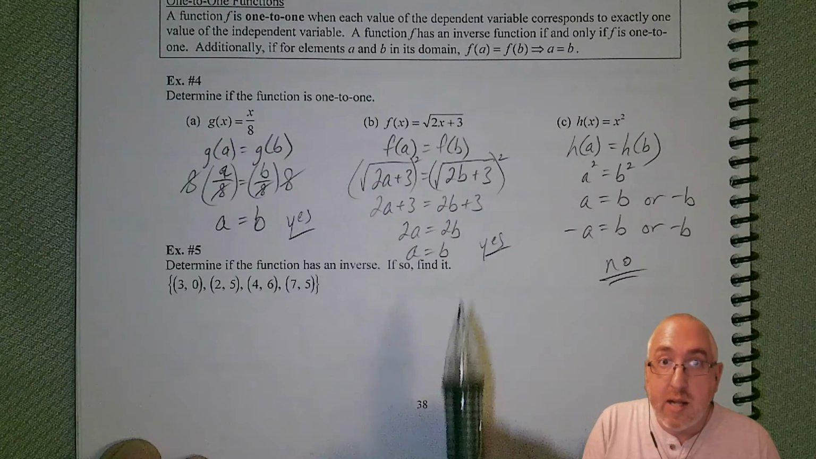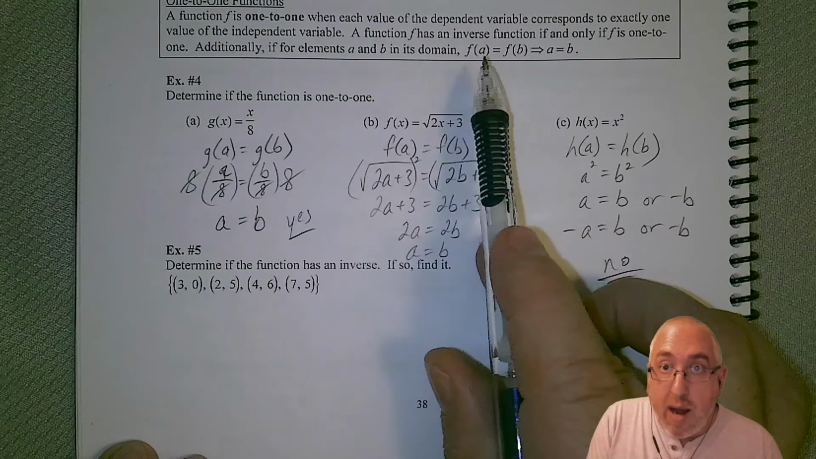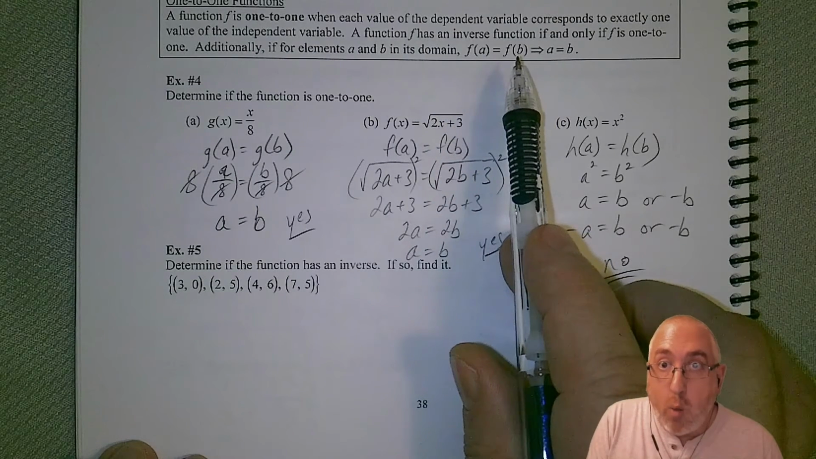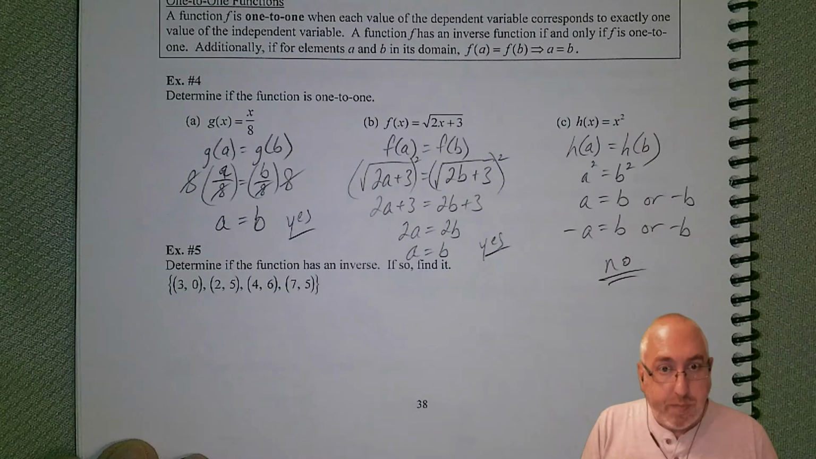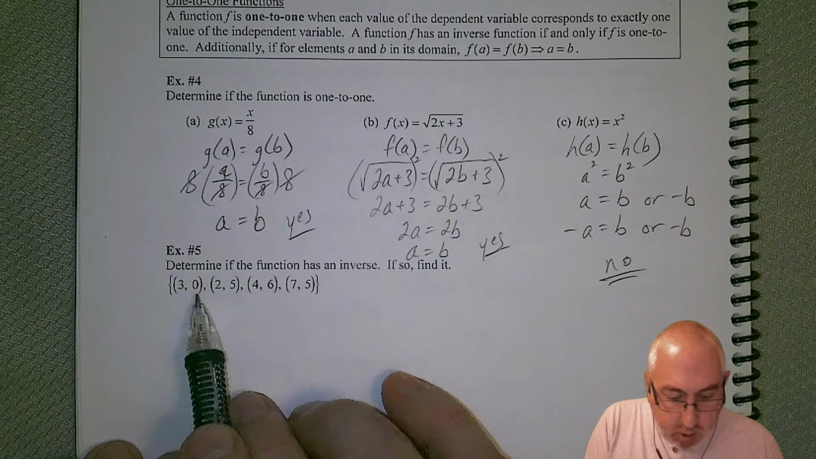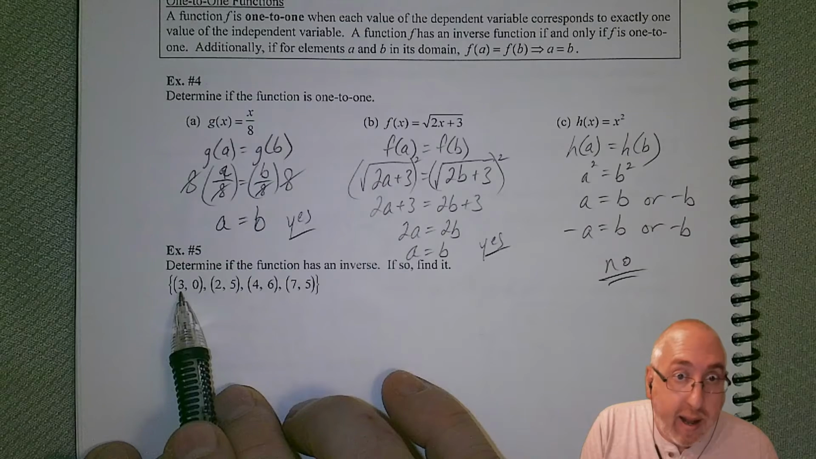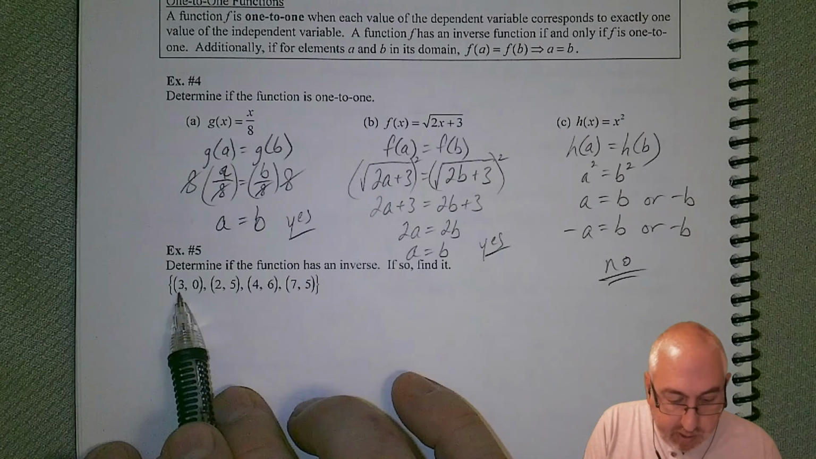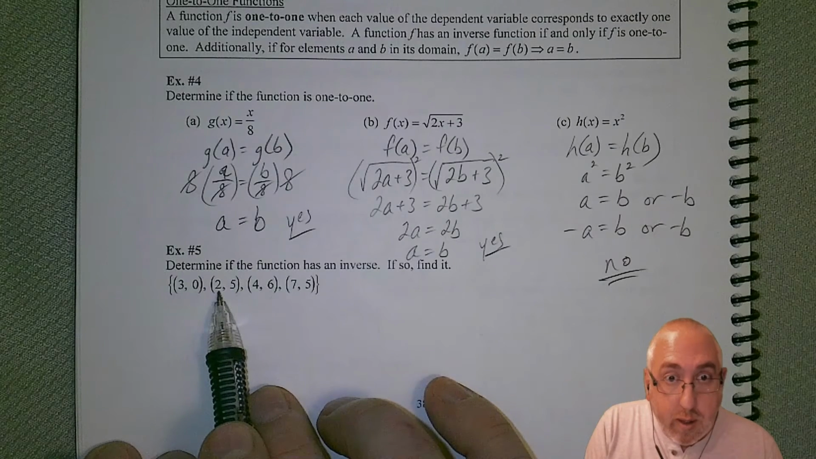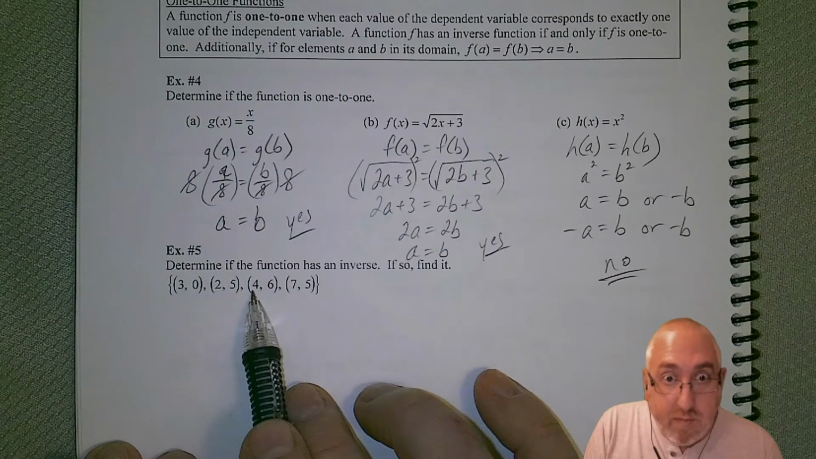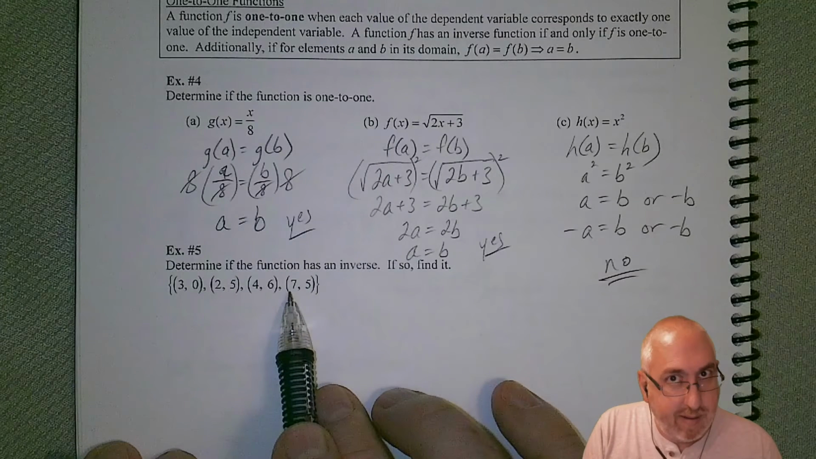Now, if it's 1 to 1, remember, if we have a y value, it should always map to one x value. So let's see if that's happening. We have a y value of 0. It's being mapped back to one x value. So 0 is being mapped to 3. 5 is being mapped back to 2. 6 is being mapped back to 4. And then 5 is being mapped back to 7.